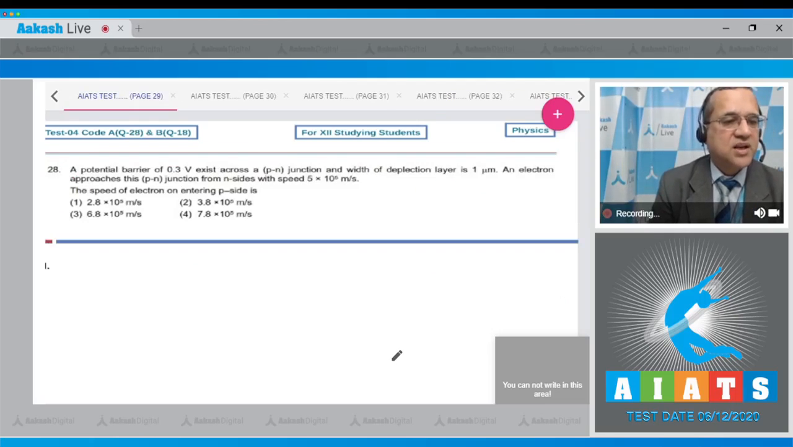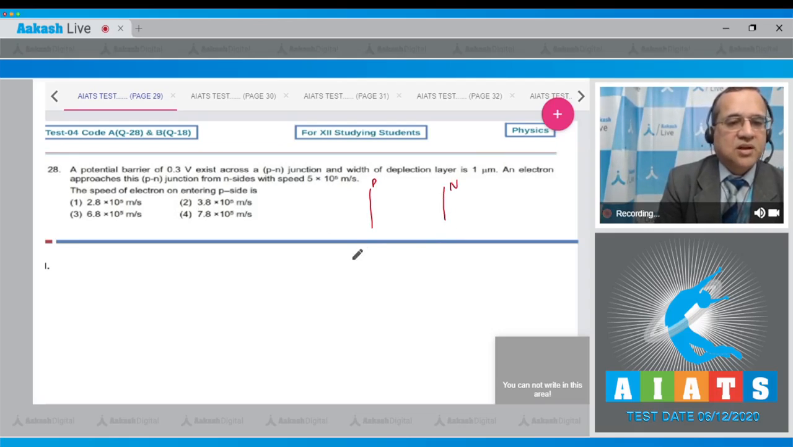Question number 28: a potential barrier of 0.3 volt exists across a p-n junction and the width of the depletion layer is 1 micrometer. An electron approaches this junction from the n side with velocity 5 into 10 to the power 5. The speed of the electron entering the p side? Now, dear student, this is the n side and this is the p side. And the potential barrier is 0.3 volt. And you know, if this is the potential barrier, here are positive ions and on this side are negative ions. So the electric field is in this direction.